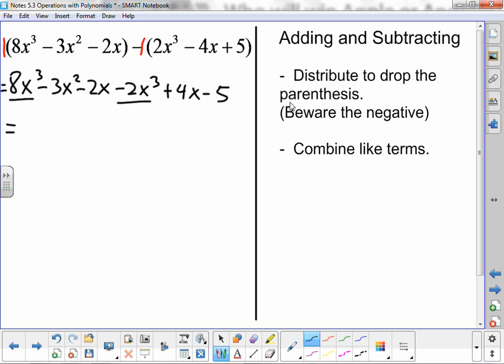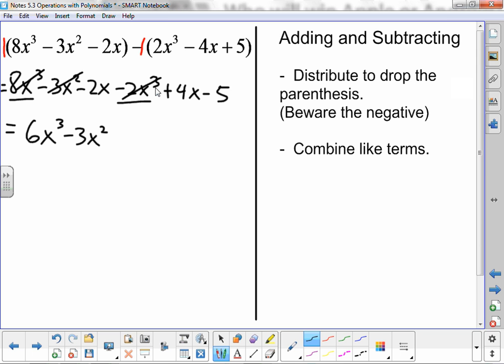So an 8x cubed minus 2x cubed is a 6x cubed. You can cross them off afterwards. Normally I see students do that because it helps them keep track of which ones they've already combined versus the ones that they still need to combine. So since we combined those two and made a 6x cubed, now we're going to focus on the x squares. So there's a negative 3x squared, and there's no other x squared, so you just bring that one down. Let's go negative 3x squared.